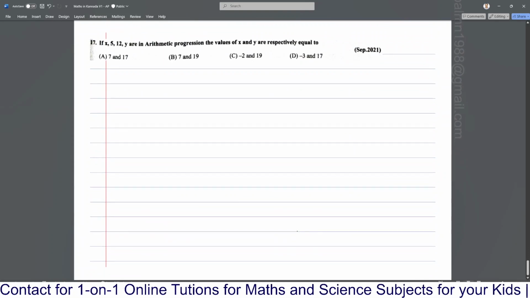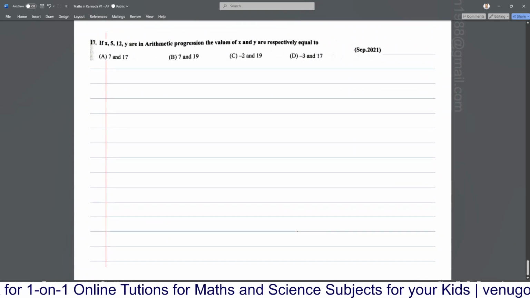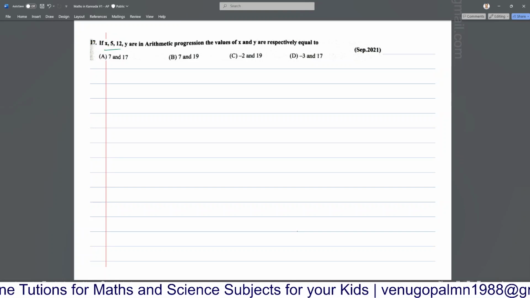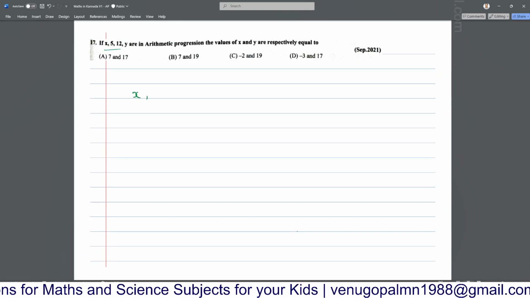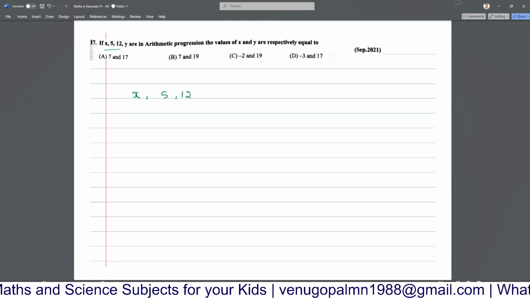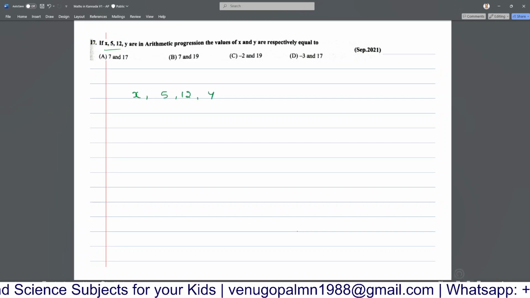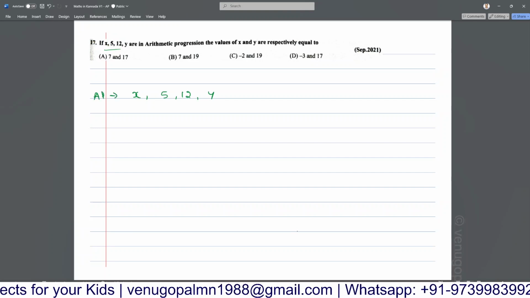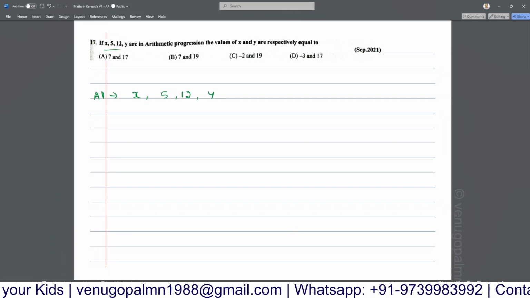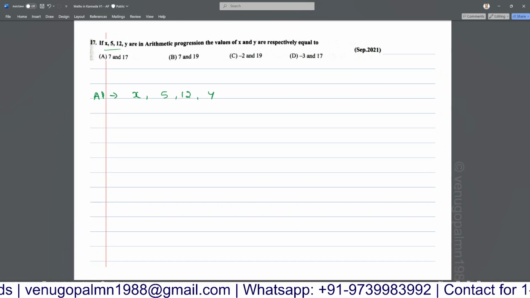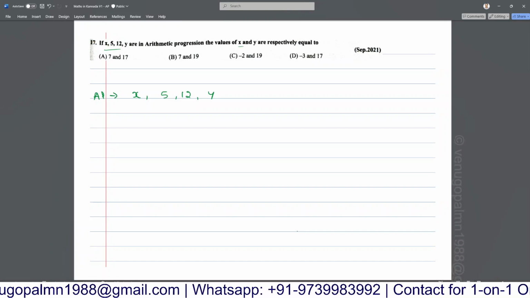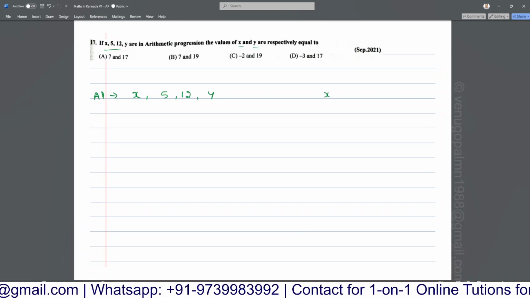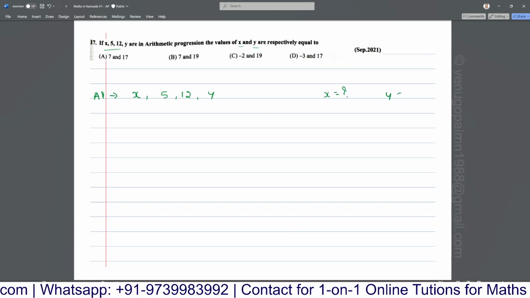Moving on with the last example for today's session, we have a sequence. The sequence is x, 5, 12 and y. It is an arithmetic progression. What they are saying is that this is an arithmetic progression and the sequence is x followed by 5 followed by 12 and followed by y. What are the values of x and y respectively? You have to find out the value of x and the value of y.